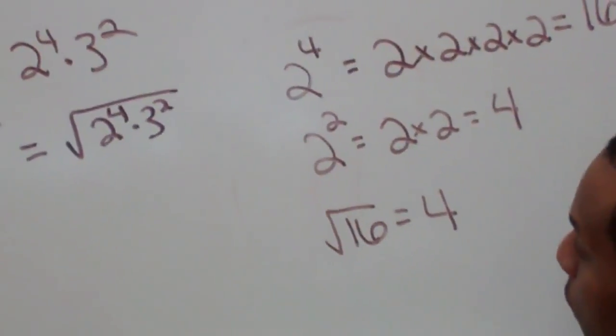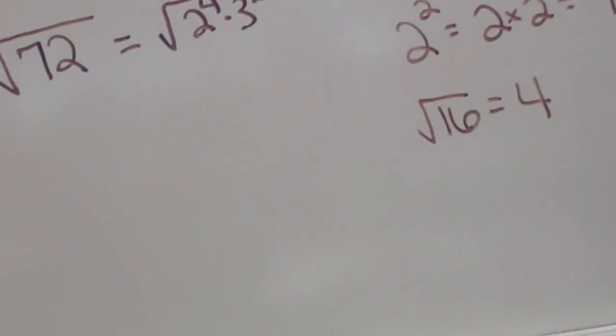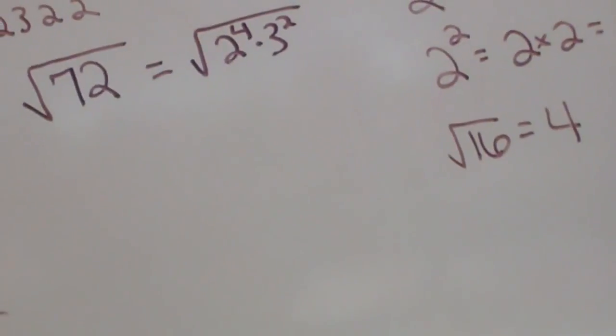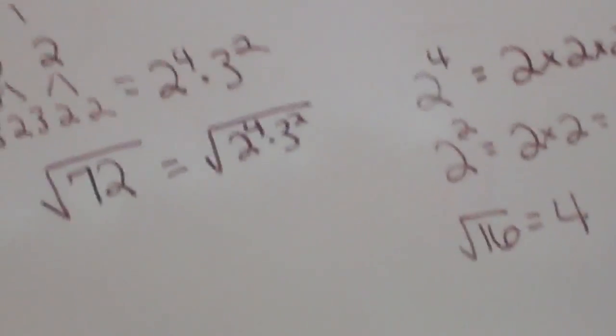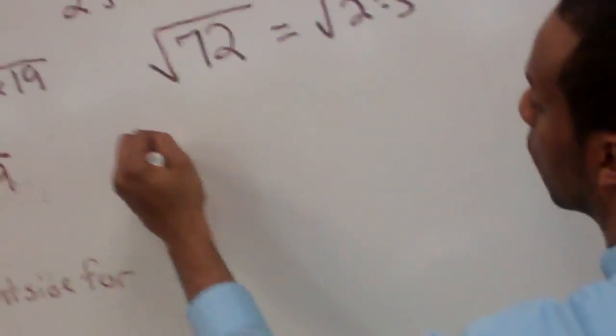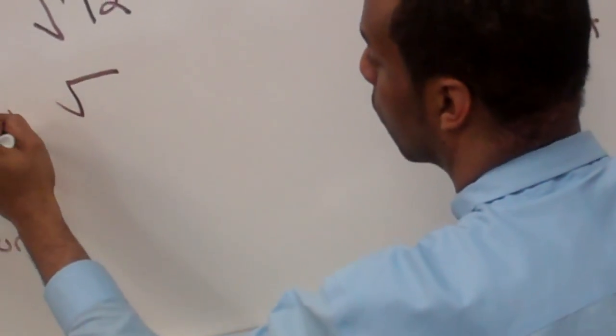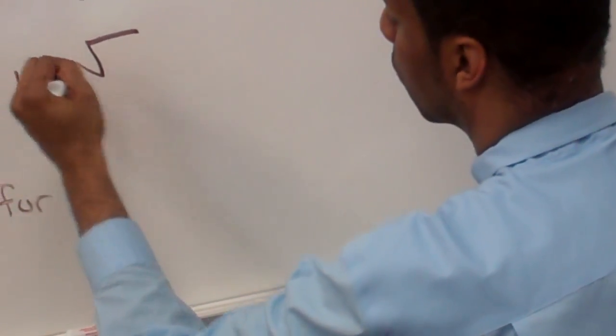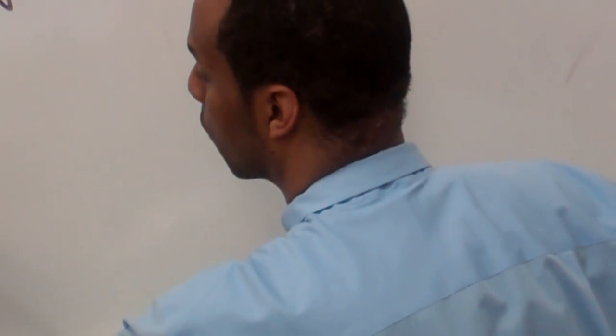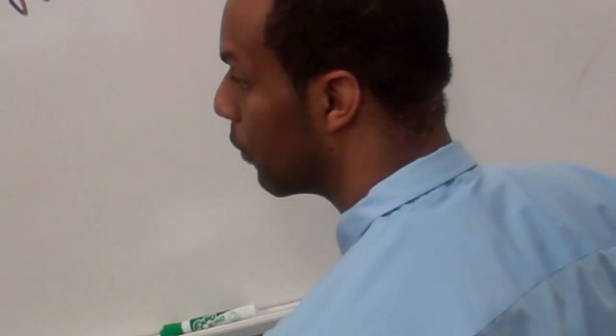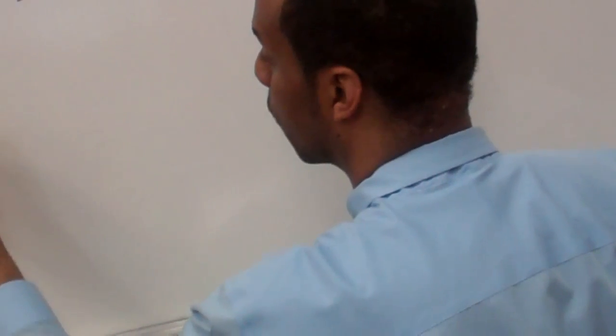So with that being said, 3 to the second power is equal to what, class? 9. What's the square root of 9? 3. So therefore, on the outside of the radical, you have 4 times my 3. Isn't it 3 and 2? Which gives me what? And what should be on the inside? 12.